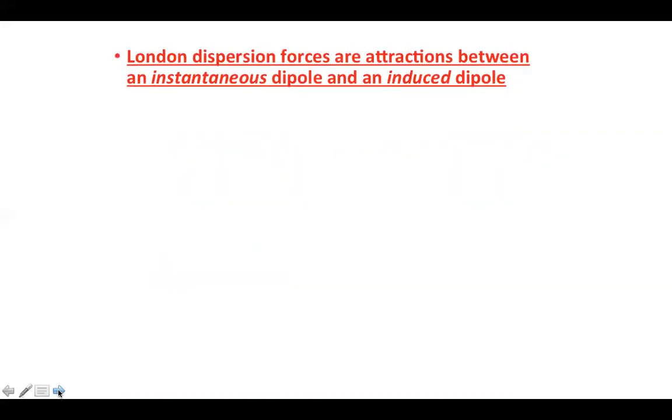Your London dispersion forces, again, are attractions between these instantaneous dipoles and what they'll call an induced dipole, because one of them can form an instantaneous dipole with the electrons moving or gathering on one side, and that can cause a dipole to form in another nearby atom.